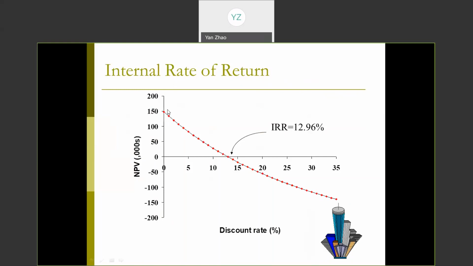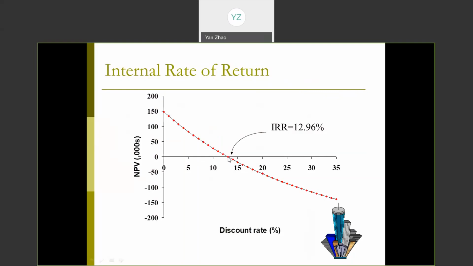If we plot the net present value on the vertical line against internal rates of return on the horizontal line, because the horizontal line here is the discount rate. We know there is an inverse relationship between the net present value and the discount rate, right? So the higher the discount rate, the lower the net present value. The internal rate of return is the one that sets the net present value to 0, which is the crossover point right here, 13%.